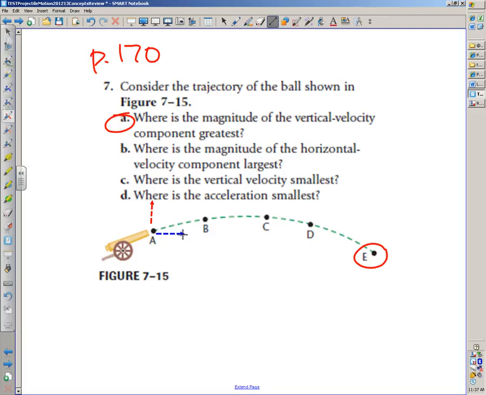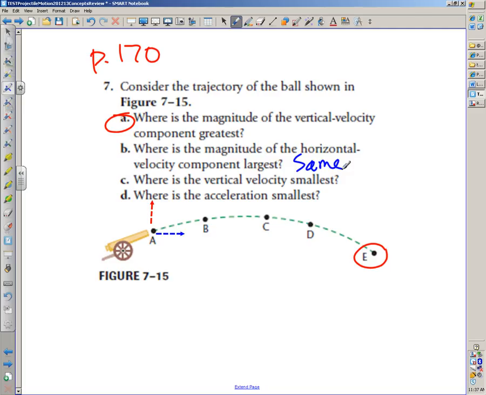B, where is the magnitude of the horizontal velocity component the greatest? Correct answer there? Horizontal velocity is exactly the same at every single point of that flight, because the horizontal acceleration is 0, as long as we do what, Evan? Neglect air resistance, which you will do so on the test tomorrow. So the horizontal velocity is exactly the same the entire time.